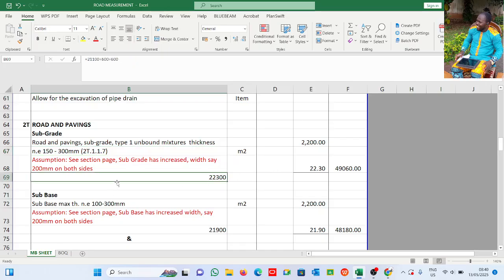This is the total road. Of course, if I add this and I add this, this is the total length of the road. This is what we are working on. Remember, we did not allow for any working space, so this is what we are working on. 2.2. Now, the width of the road. The width of the road is 21,100, 600, 600. How did we arrive at this 600, 600?